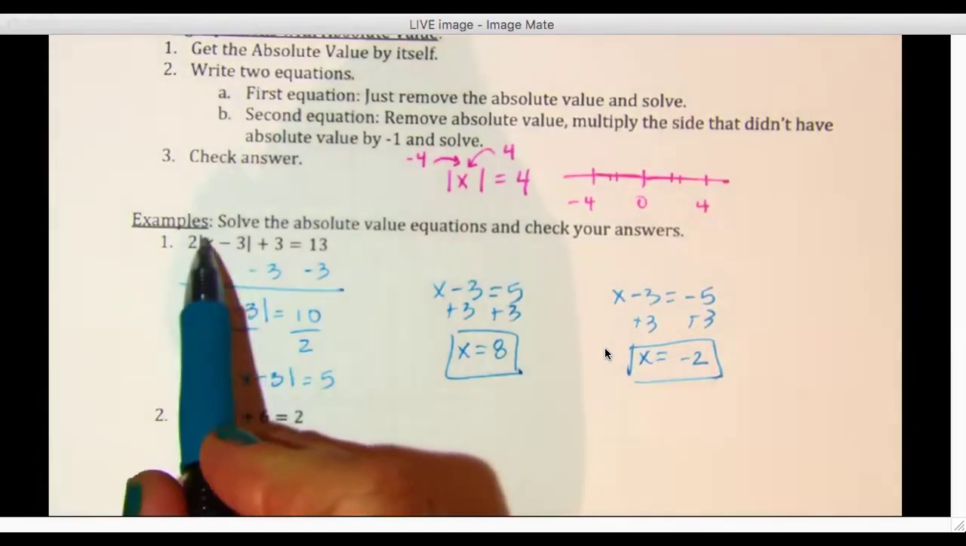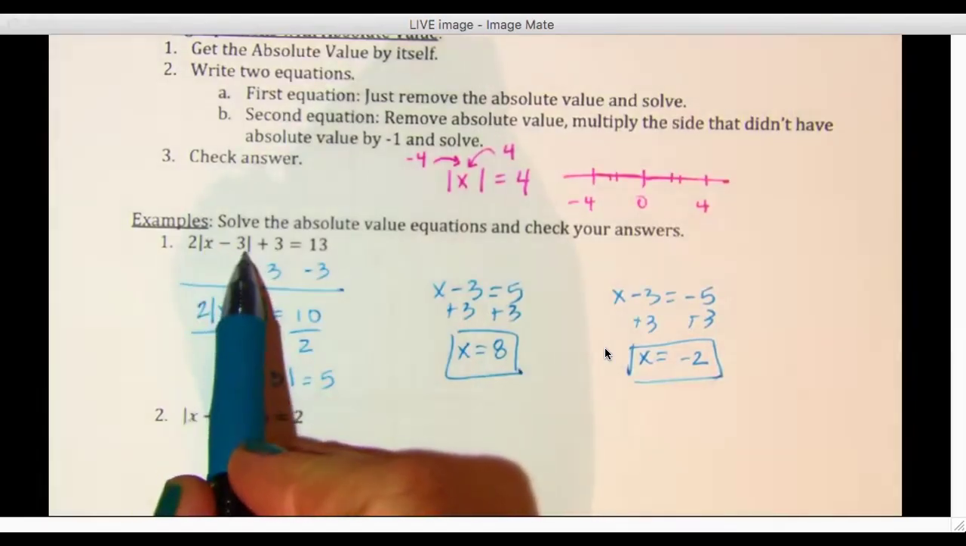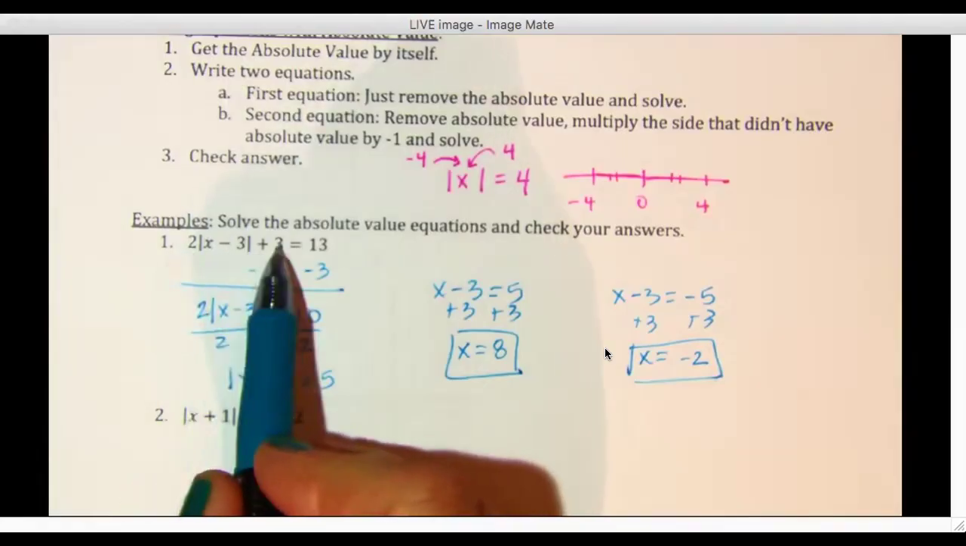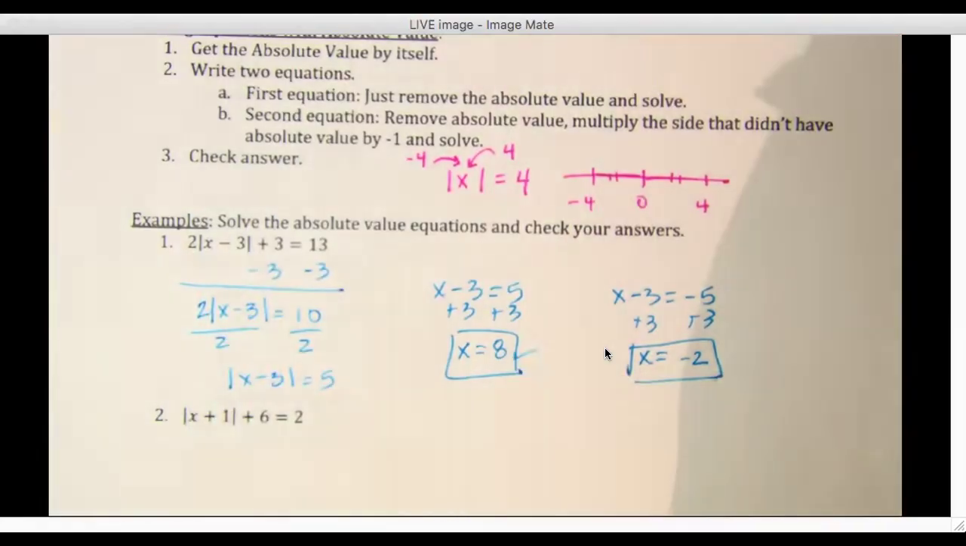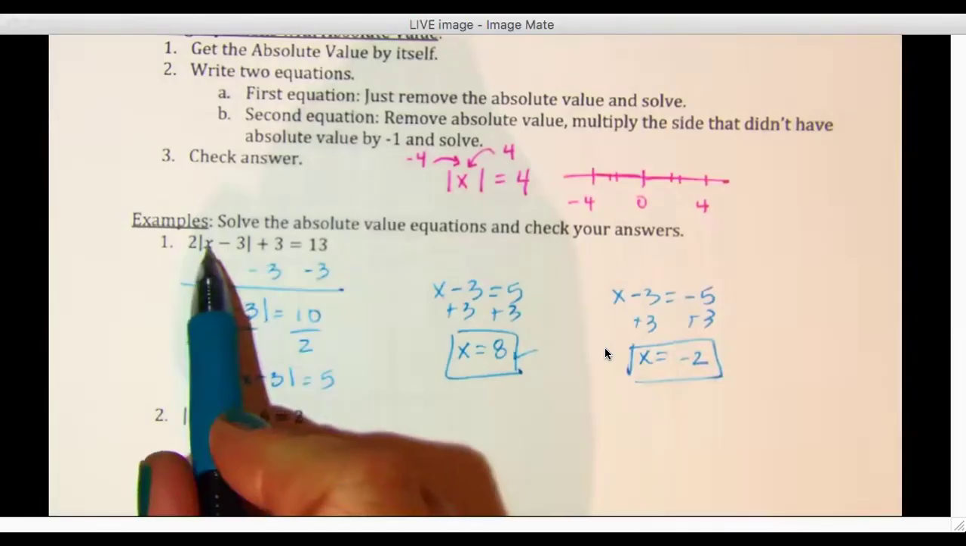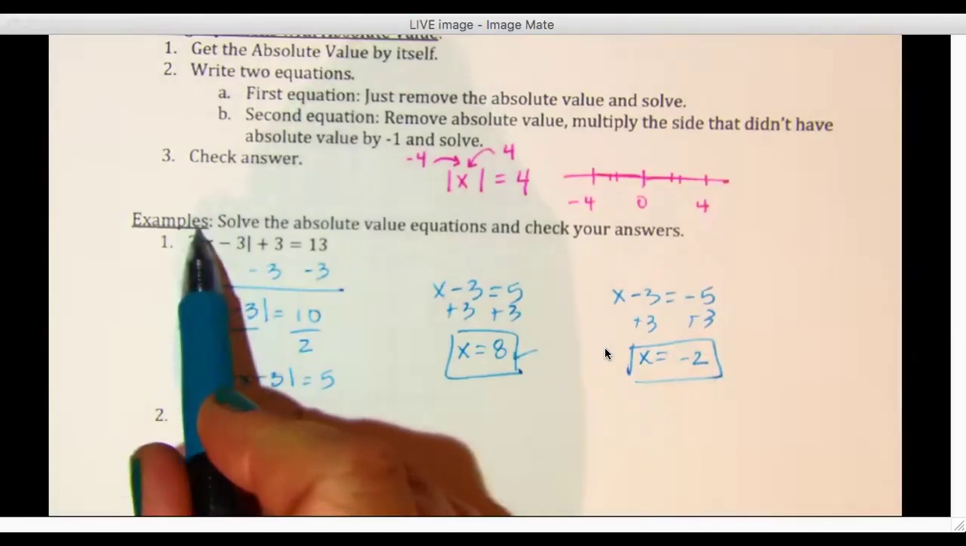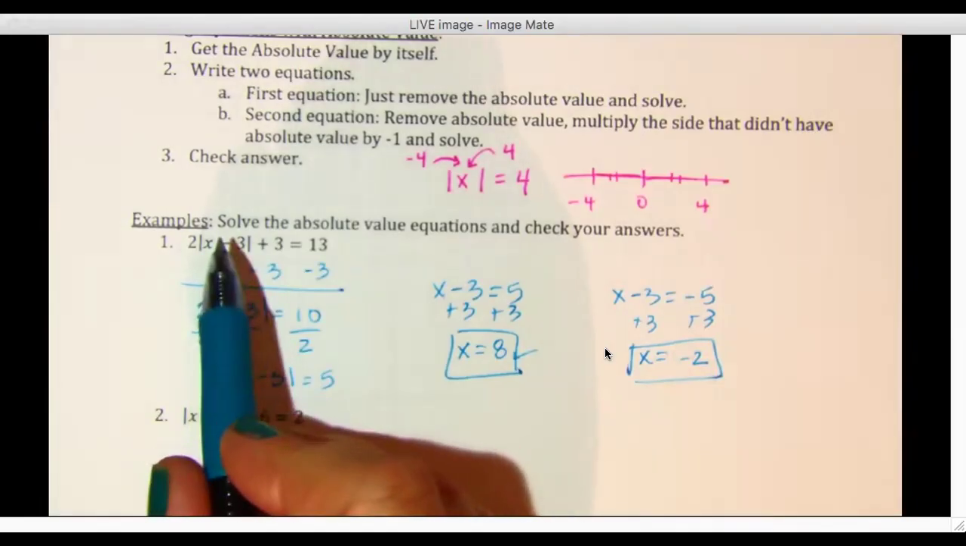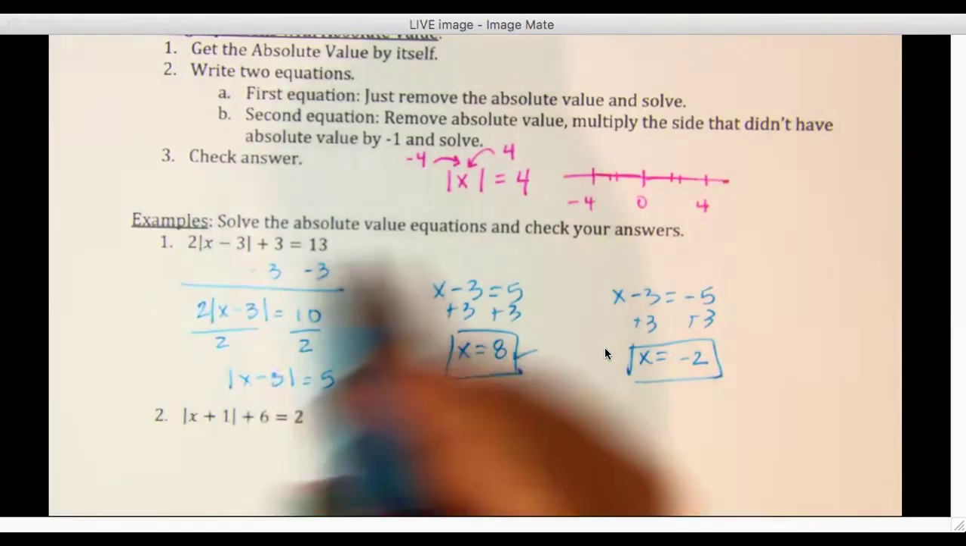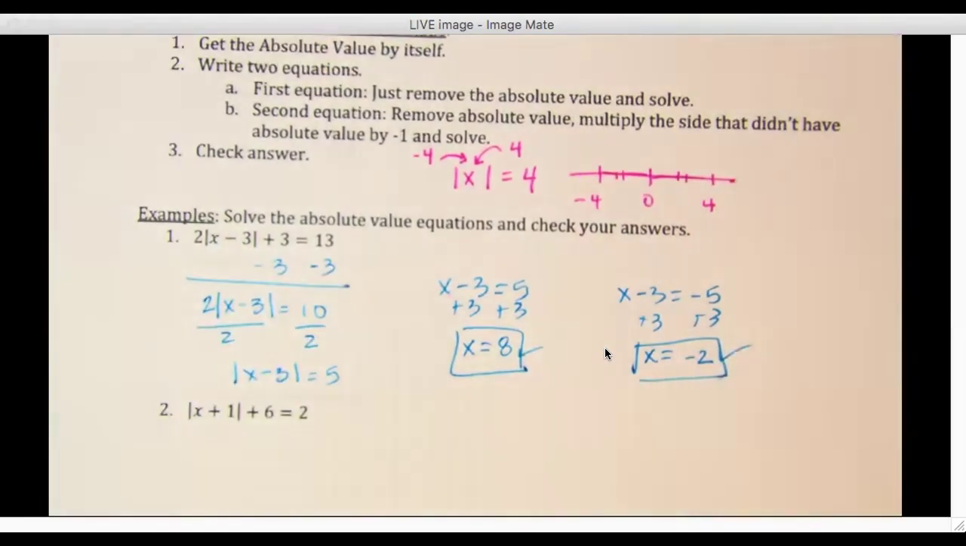So we always want to check our answers, and if I plug in 8, 8 minus 3 is 5. The absolute value of 5 is 5. 5 times 2 is 10, plus 3 is 13. That one does work out. -2. -2 minus 3 is -5. The absolute value of -5 is 5. 5 times 2 is 10, plus 3 is 13, and that does work as well.